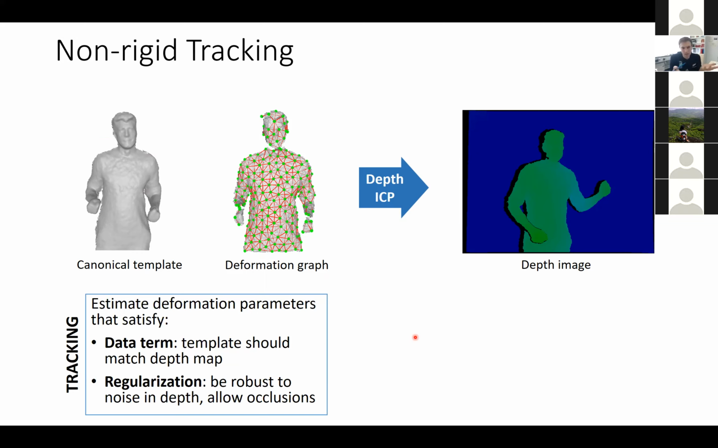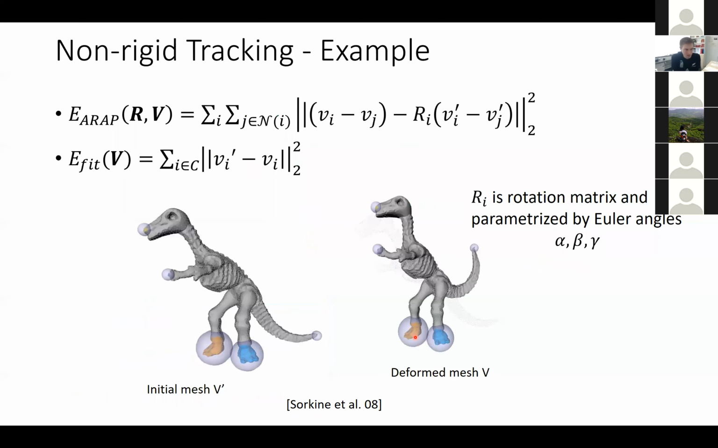And regularization could be something like, try to stay locally as rigid as possible. There's a lot of different fancy optimizations and regularization terms you could apply. I'm just going to give a very practical example. What I just described, this stay locally rigid, is what the As-Rigid-As-Possible paper was proposing. It's actually a paper from 2008 from Olga Sorkine-Hornung.